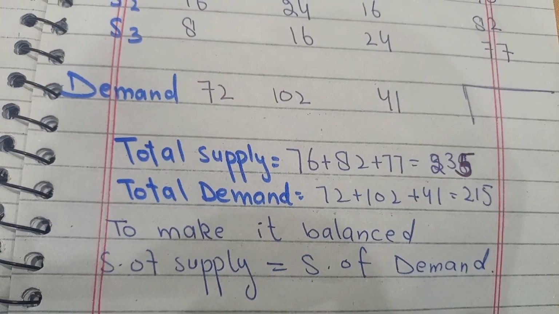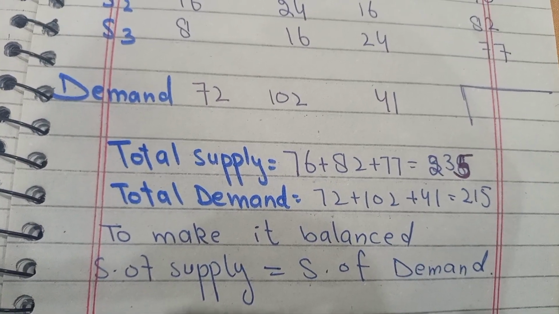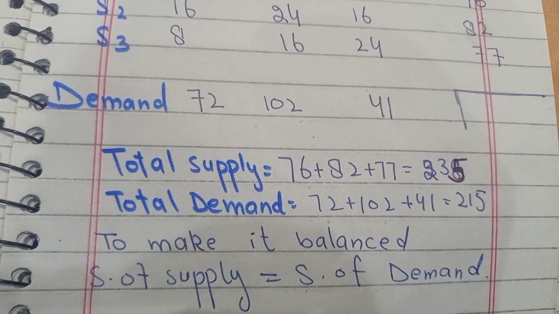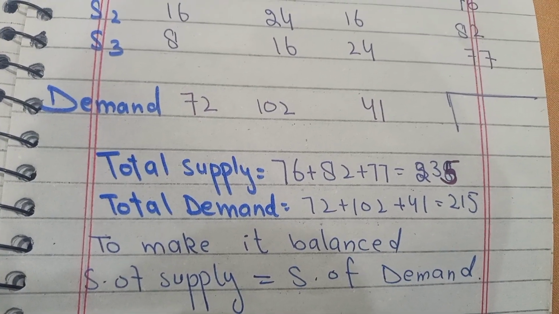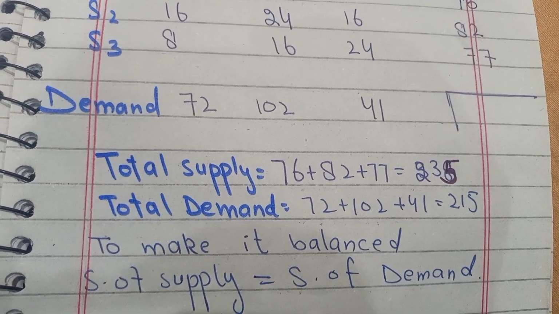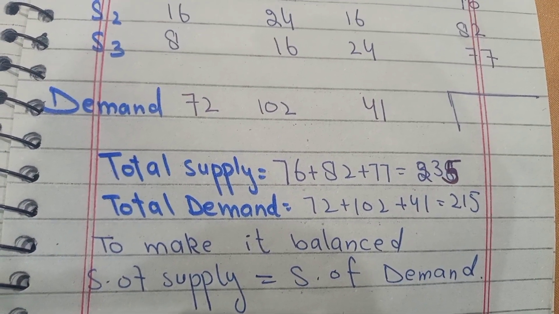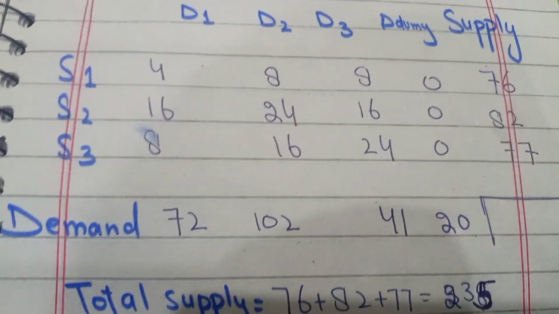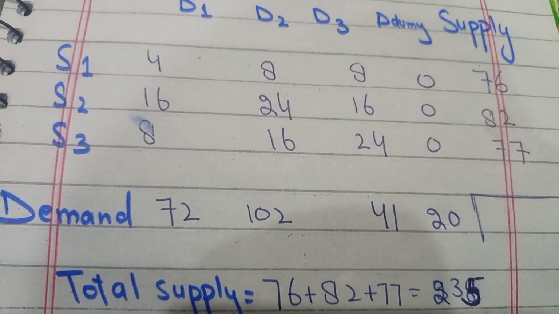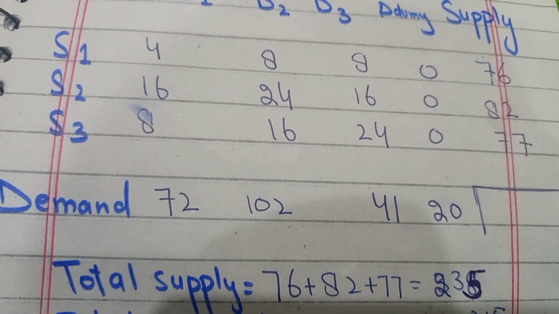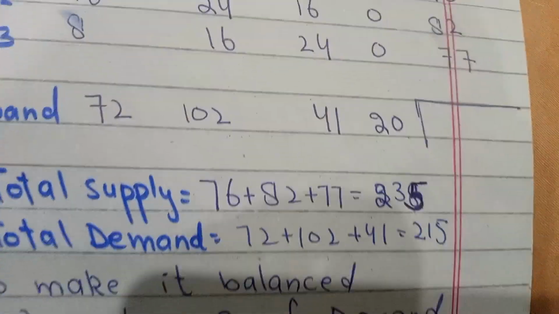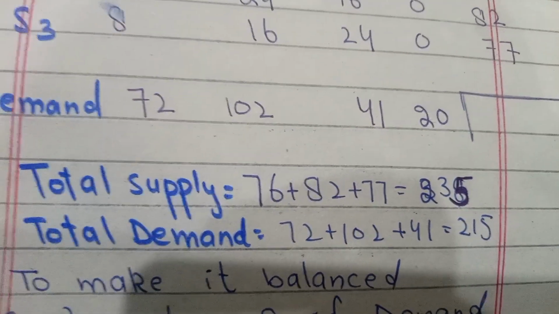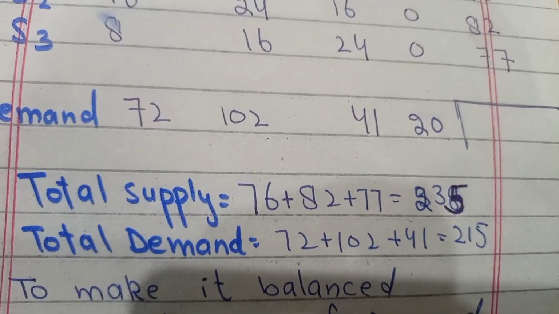To make it balanced, we have to equalize both sums by adding the difference to the smaller one. 215 is least, so we have to add 20 to 215 to become equal to 235. So I have added a dummy column, because I have to add the difference to the demand, since demand was least. If supply were least, we would add the difference to the supply and add a dummy row.